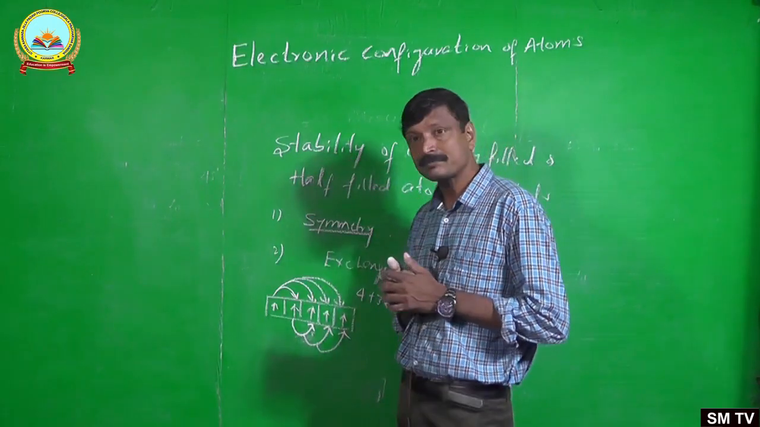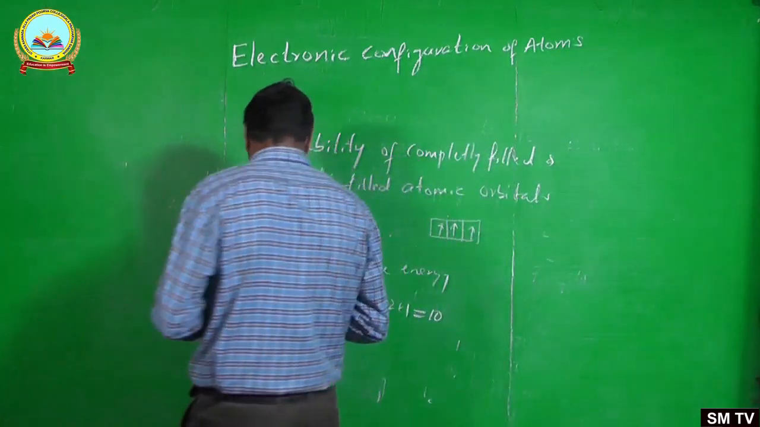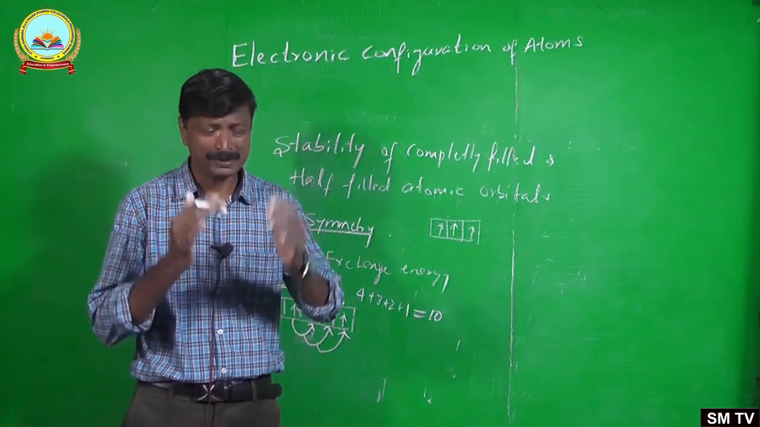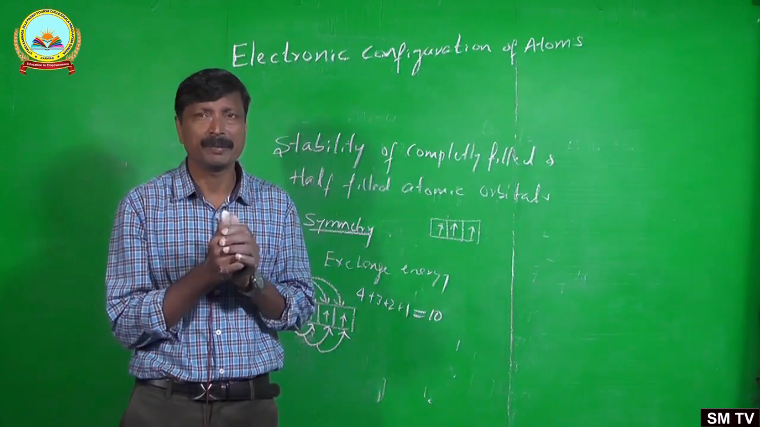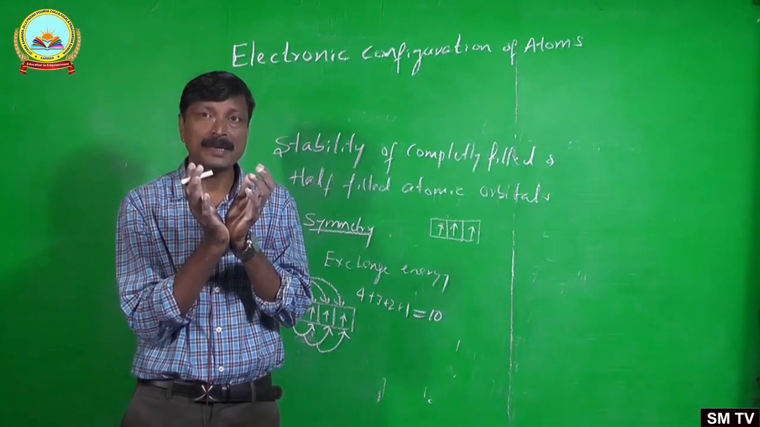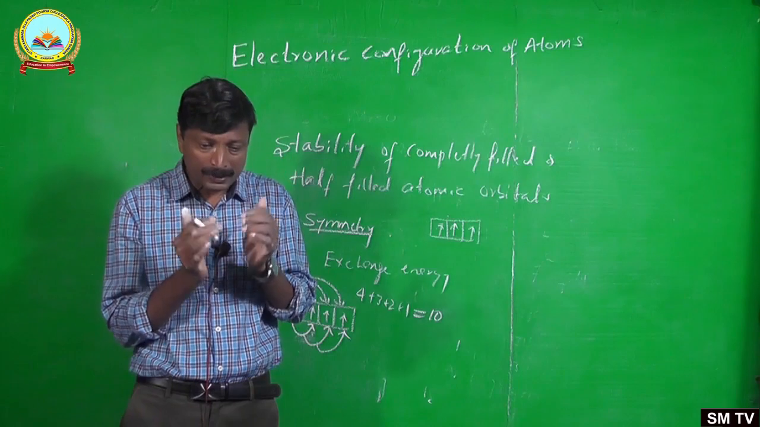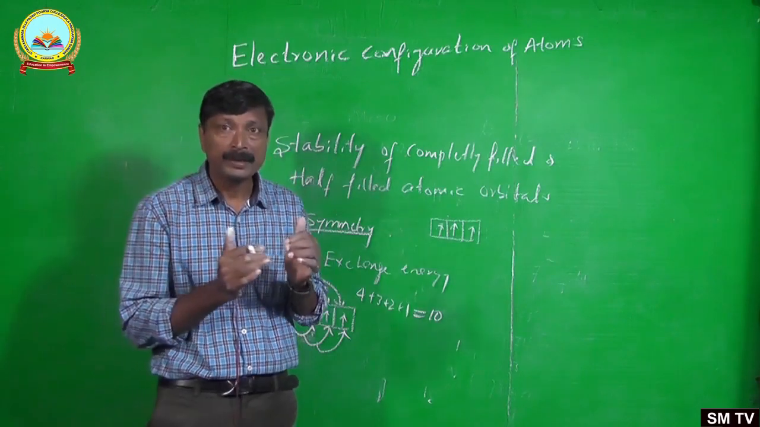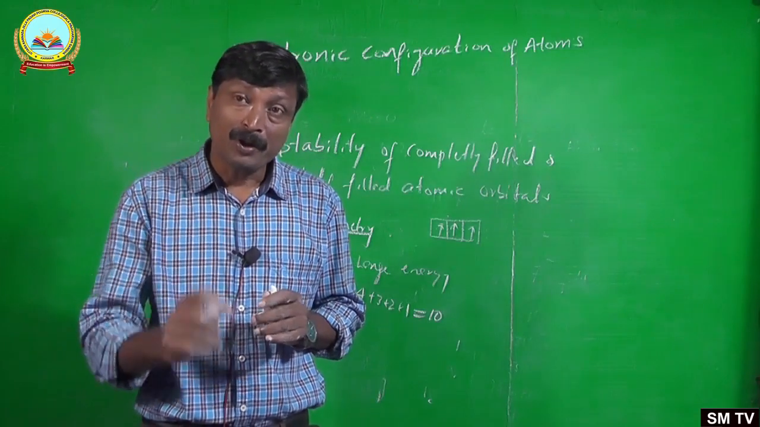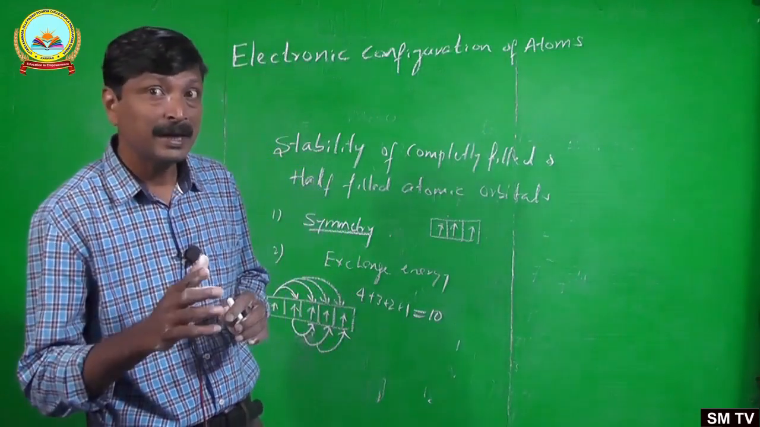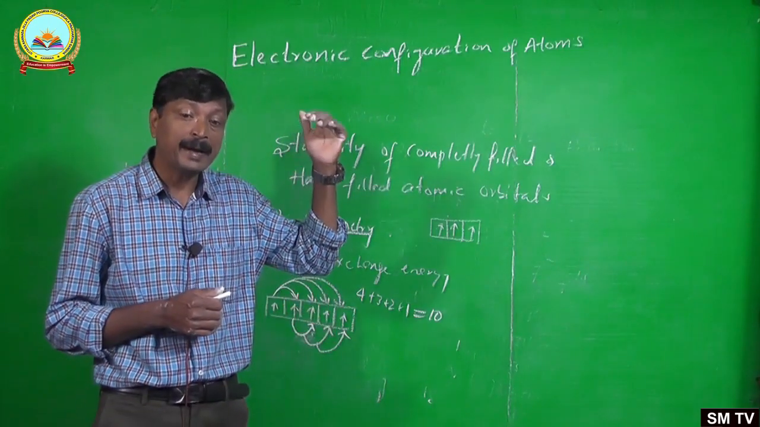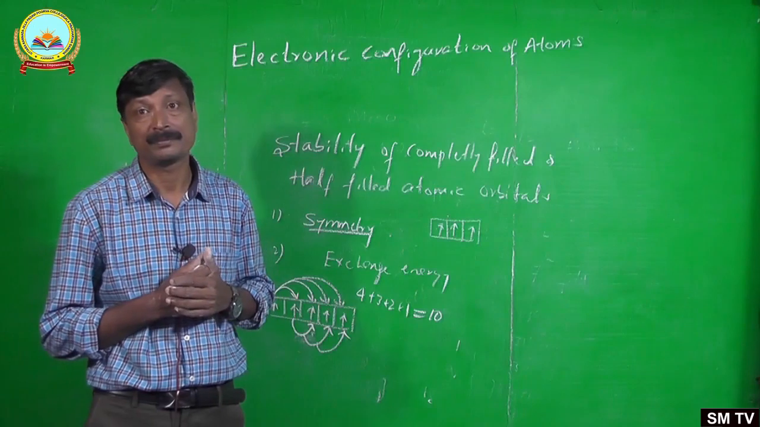One more is, you know that the d electrons have a poor shielding effect. The s electrons have a very strong shielding effect. Why? Because the s orbital is spherical in shape. The s electrons spend more time near the nucleus. Because of that, they have a strong shielding effect. These s electrons do not allow the valence electron to be attracted strongly by the nucleus.